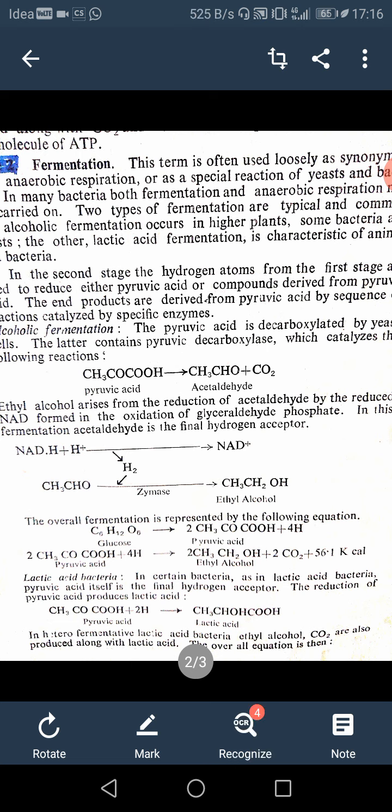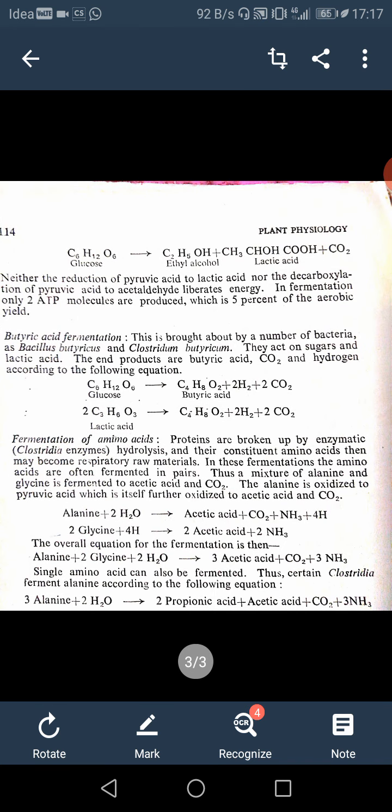In butyric acid fermentation, the end products are butyric acid, carbon dioxide and hydrogen. This is brought about by a number of bacteria, mainly Clostridium butyricum and Bacillus butyricus. All of these are obligate anaerobes and act on starch, sugars, and lactic acid. The common example of butyric acid fermentation is observed in butter which has turned rancid. The process goes on according to the following equation.